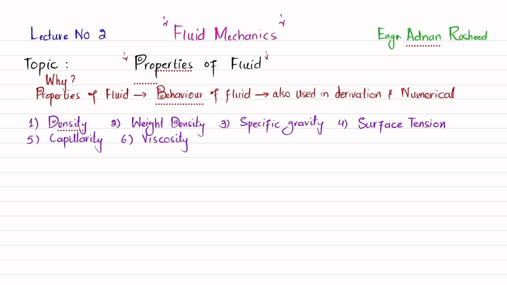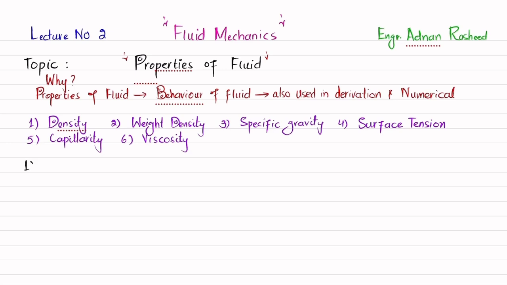So, without knowing these properties, we cannot judge the behavior of fluids and its related concepts. So, it is better to understand these properties. These properties are mentioned over here. The first one is density, the second one is weight density, the third one is specific gravity, the fourth one is surface tension, the fifth one is capillarity, and the sixth is viscosity. So we will discuss each of them in detail one by one.